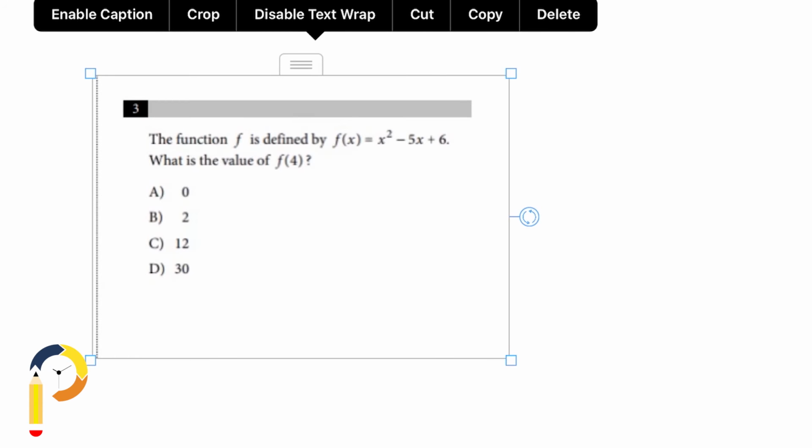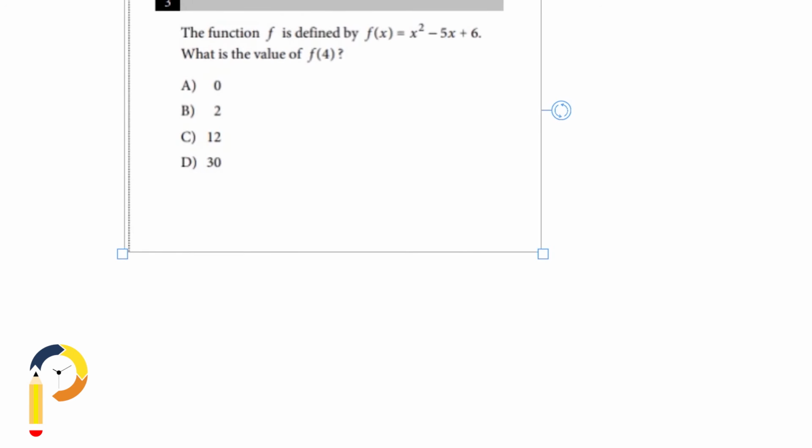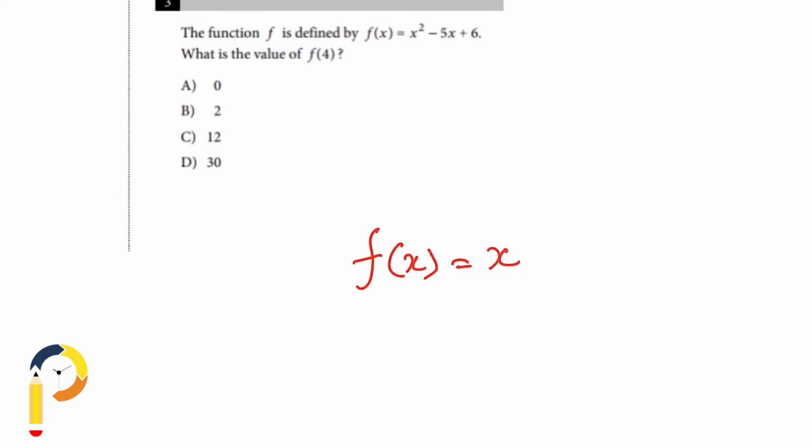Now let's move to question number 3. The question is asking: the function f is defined by f of x is equal to x square minus 5x plus 6, and what is the value of f of 4? So that means we have been given the function f of x is equal to x square minus 5x plus 6, and we need the value of f of 4.